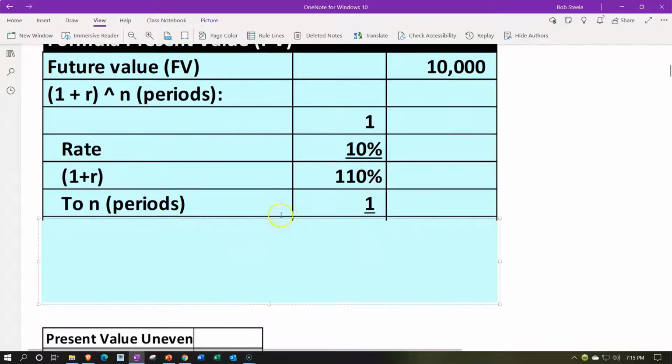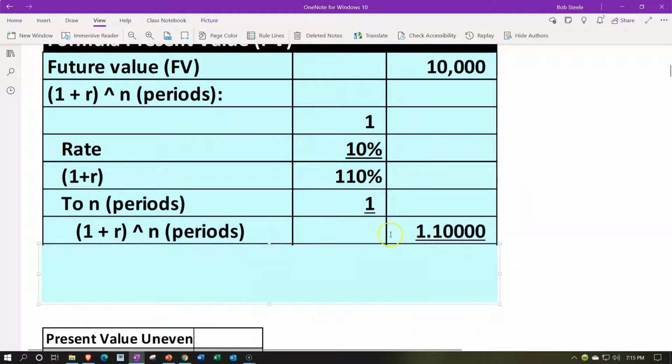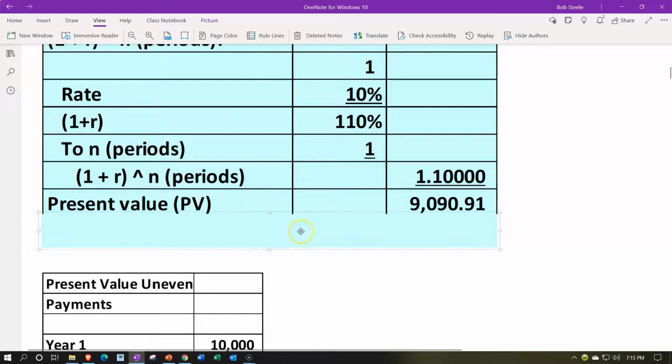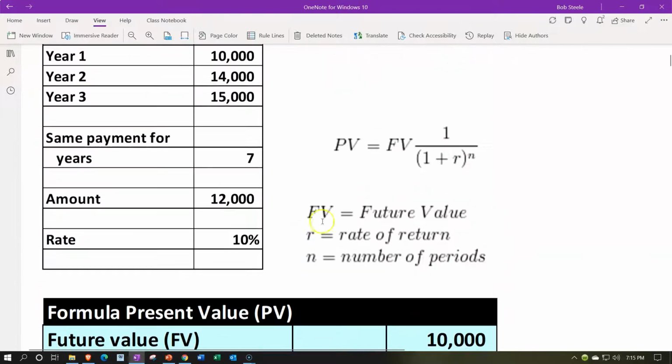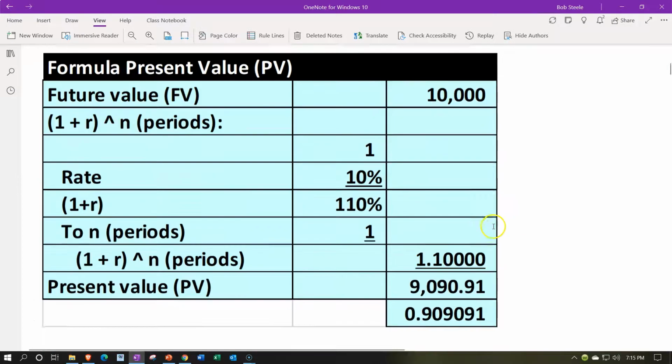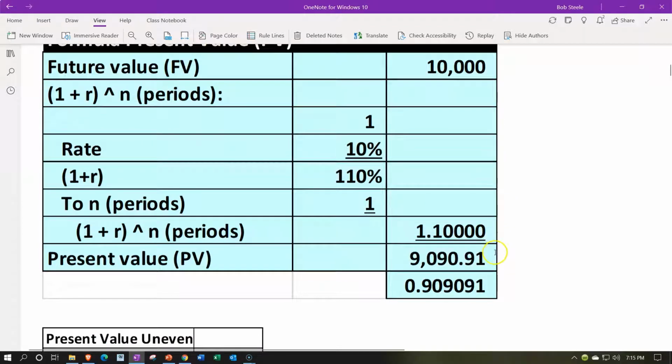So we've got period 1, and if we take this to the power of 1, we get 1.1. Then if we finally do the division, the 10,000 divided by the 1.1, we get 9,090.91. If we were to find the amount that would be on a table, we could take this number divided by the 10,000. This is the amount that we would expect to find on the table.